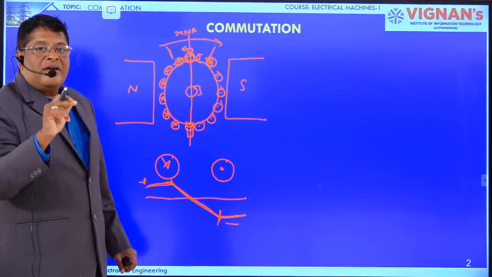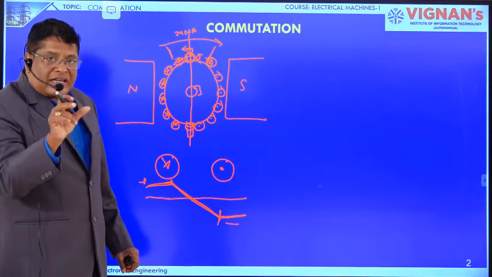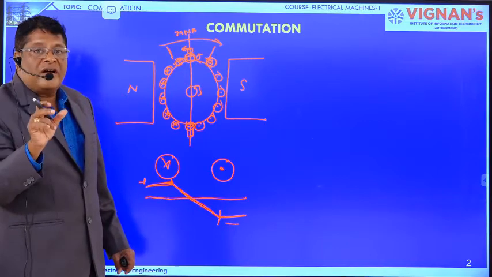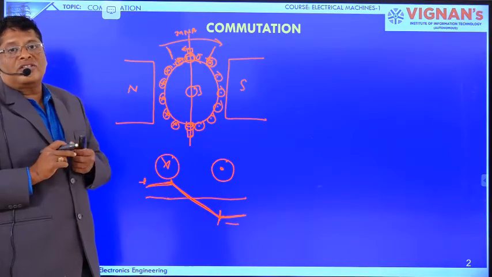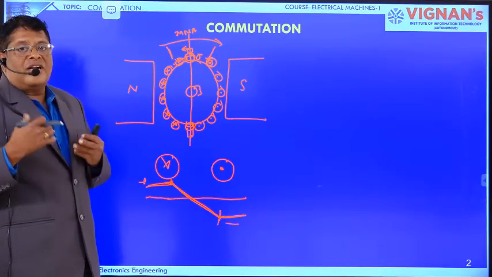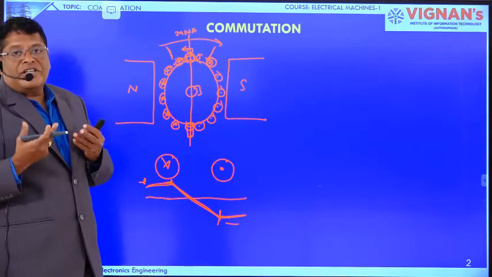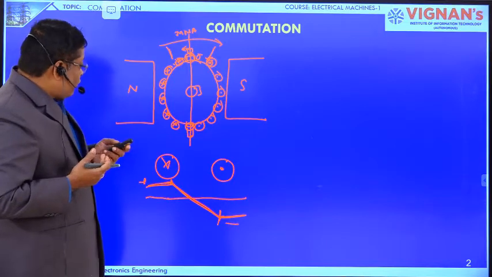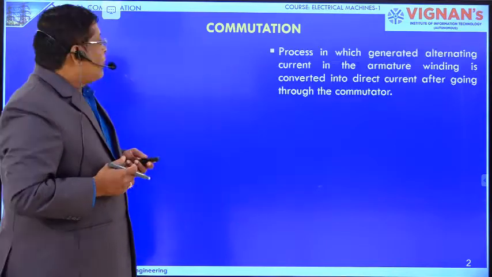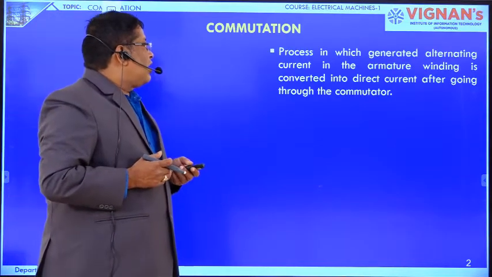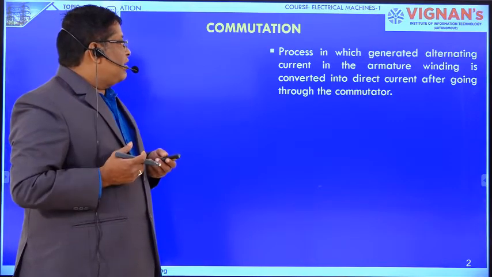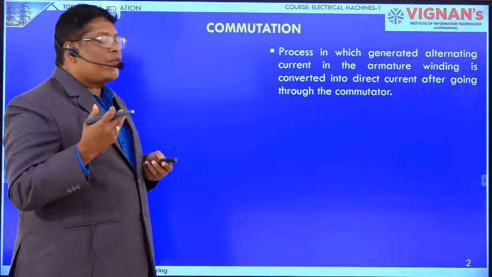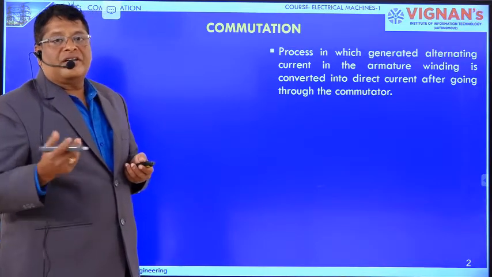That happens because those conductors or coils are short circuited by the brushes. That process is nothing but the commutation process. We are going to see the process in which the generated alternating current in an armature winding is converted into direct current after going through the commutator.